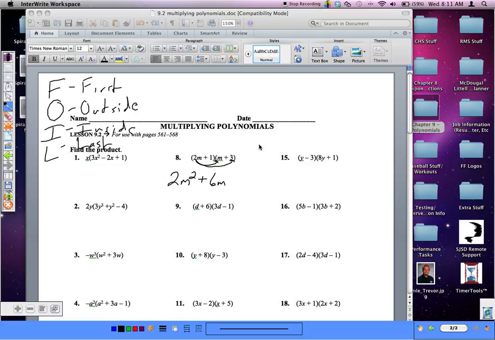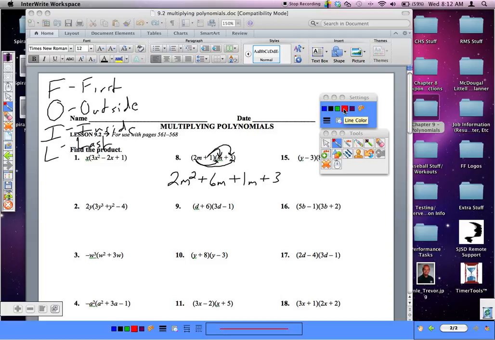Now we need to go to the inside terms, and once again we're talking from the center, working our way out. So the inside terms would be these two terms here, and 1 times m would just be a positive 1m. And then the last terms to multiply are the last terms in the parentheses, and that would be 1 times 3. And 1 times 3 would give a result of positive 3. Okay? At this point, it looks like we've gone through the FOIL process, so we should be done.